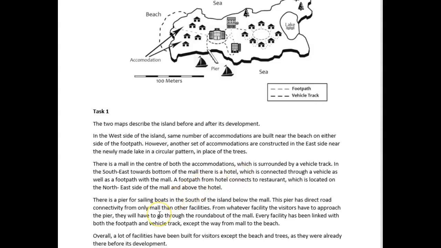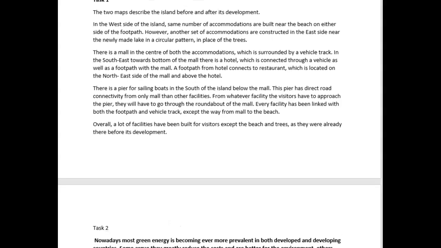Full stop. From whatever facility, to approach the pier, visitors will have to go through the roundabout of the mall. Okay? Every facility has been linked with both the footpath and the vehicle track, except the way from the mall to the beach. Overall, a lot of facilities have been built for visitors except the beach and trees, as they were already there before its development. Okay.